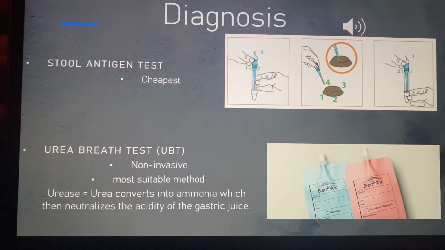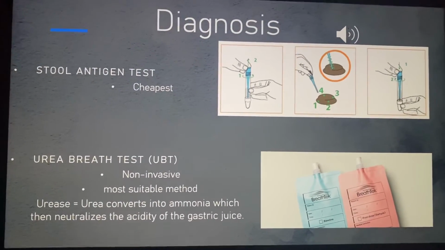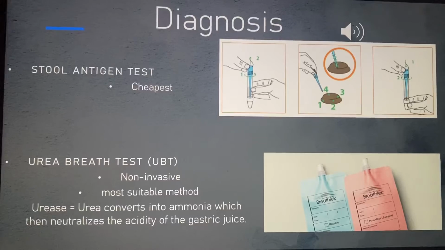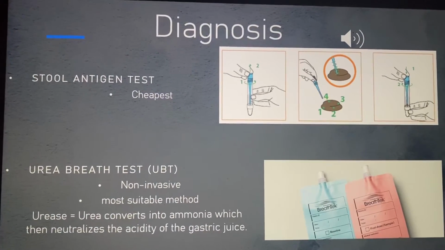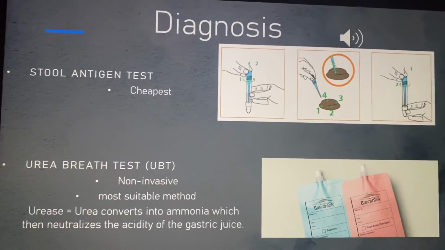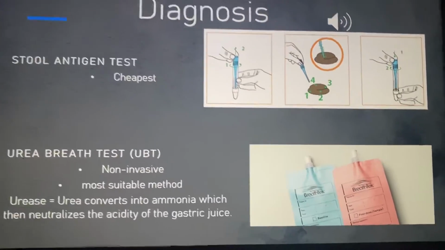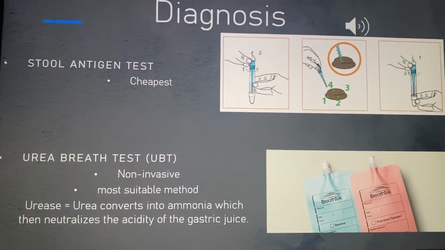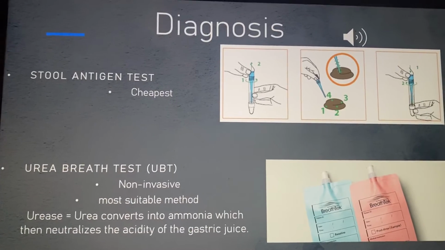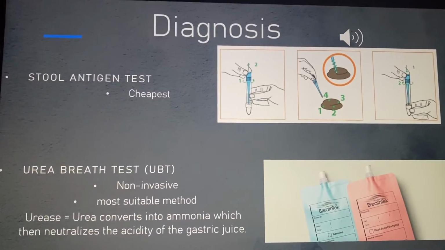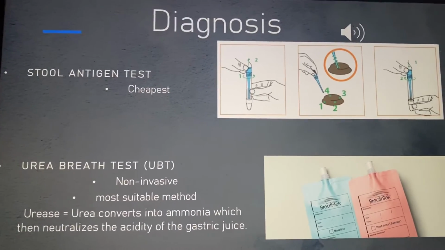There are 2 ways of diagnosing H. pylori. The first one is the stool antigen test, which is the cheapest one. The second one is the urea breath test, which is the most suitable and non-invasive. So basically, you exhale into a balloon-like bag, and then they will ask you to drink a small amount of urea solution. After 15 minutes of drinking it, you will be asked again to exhale into a different bag.